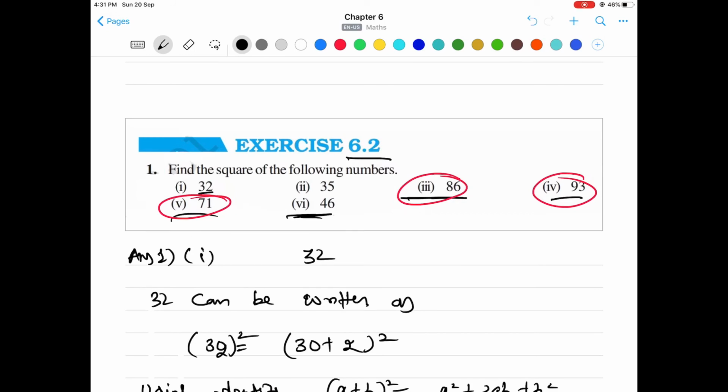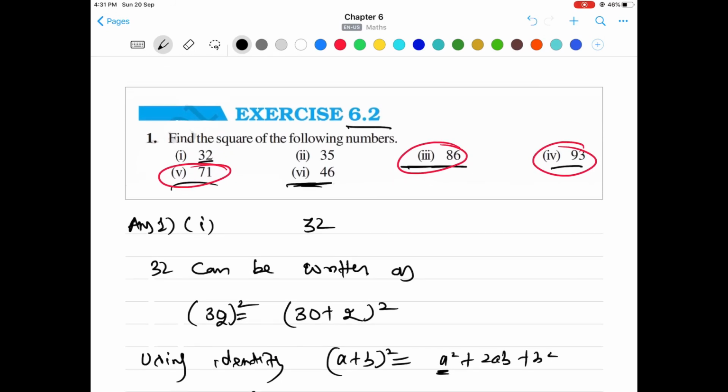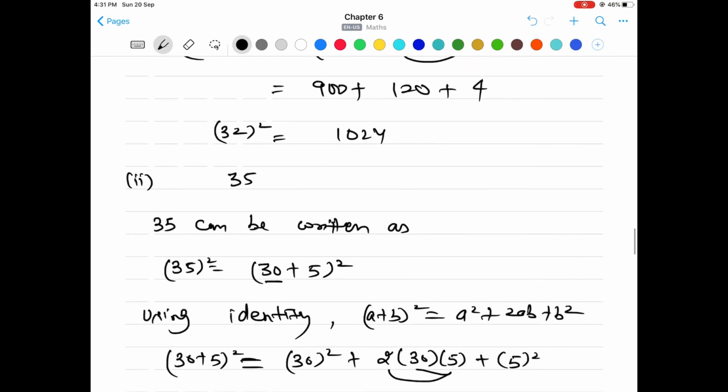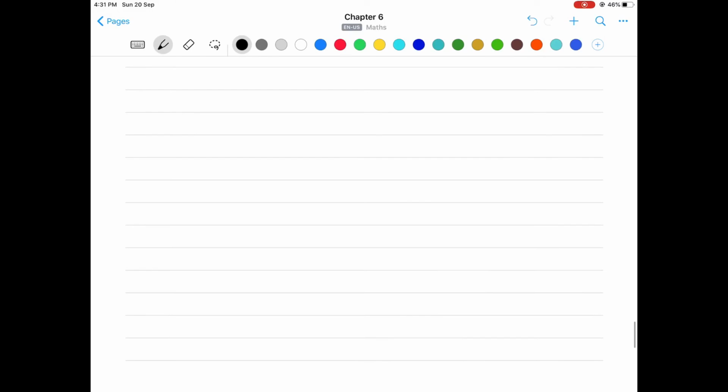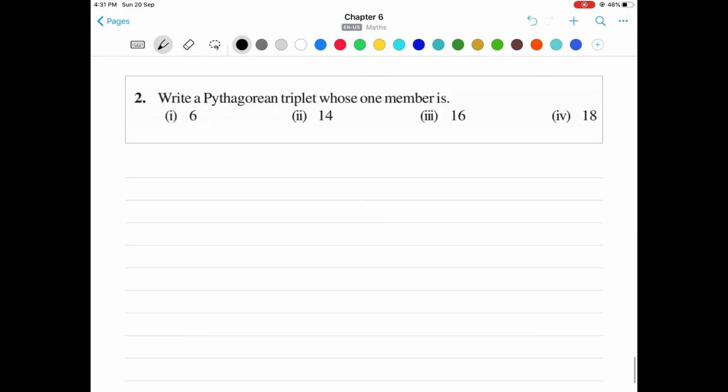The remaining three, which are the red circle parts, are your homework. You will complete them by yourself in a similar way. It's very easy, you can easily complete this. Now moving to the next question, we have question number 2. Here we have a total of 4 parts. Here also I will do the first 2 and the next 2 will be your homework. So let's see the first one.